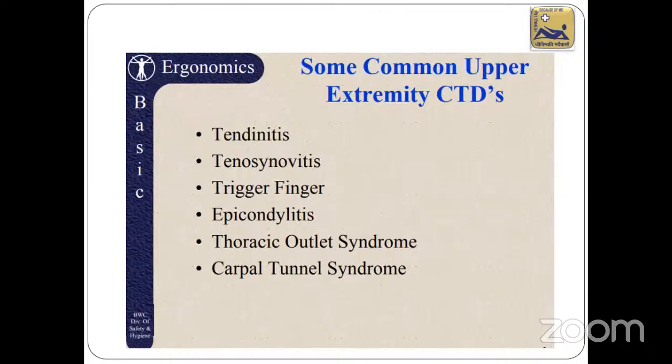So I'll tell you some common upper extremity cumulative trauma. CTD is nothing but cumulative trauma disorders, which happen eventually, as I told you on the previous slides, after a few weeks or a few months if you're maintaining the same posture, same position. Then they end up with tendinitis, tenosynovitis, trigger finger, epicondylitis, thoracic outlet syndrome, or carpal tunnel syndrome. Tendinitis is nothing but an inflammation of the muscle-tendon junction, where repeated movements end up causing tendinitis. Even tenosynovitis is an inflammation of the synovial membrane which surrounds the tendons.